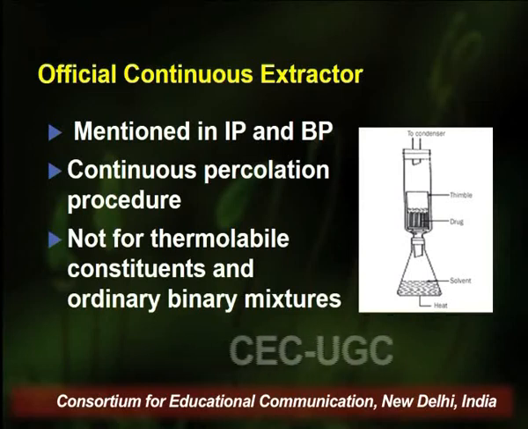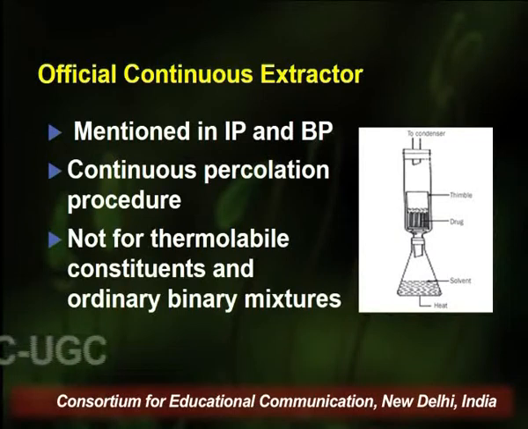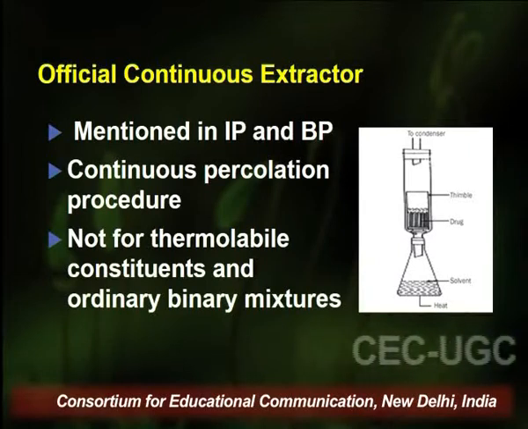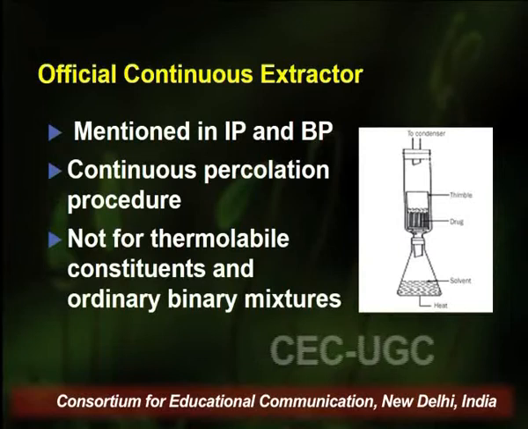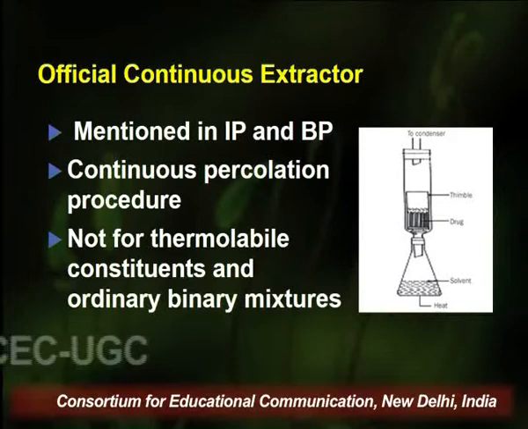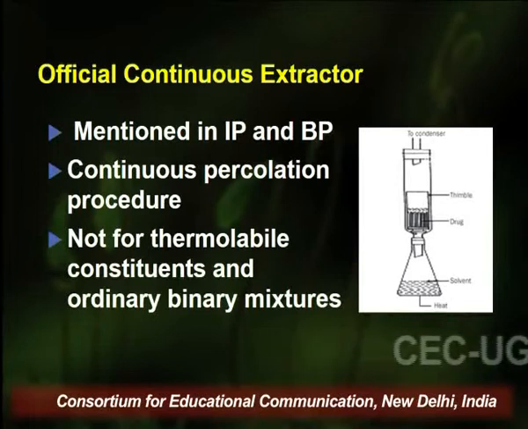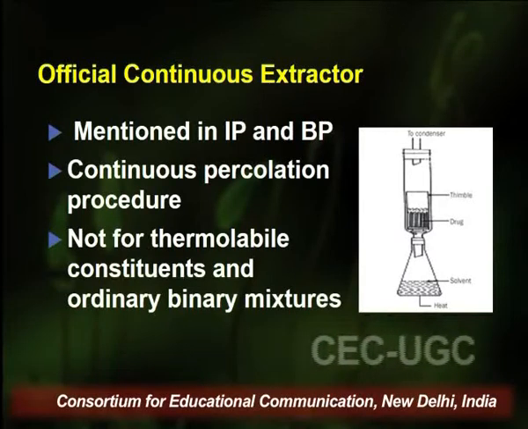Now this is a picture of an official continuous extractor. Here the drug is again extracted with the percolation procedure, and this method has been used as an official method in the Indian Pharmacopoeia and British Pharmacopoeia. As you can see, this is a simple extractor attached to a conical flask which contains the solvent, and in the extractor there is a small tube-like structure which contains the drug material. This tube-like structure we call the thimble. We pack the drug in the thimble and place this thimble in the extractor, and this extractor is attached with a condenser on the top.